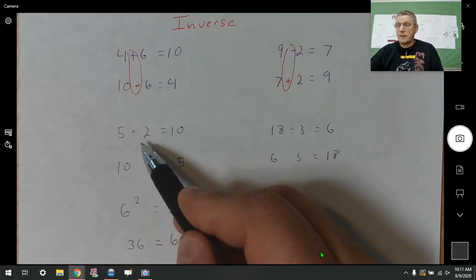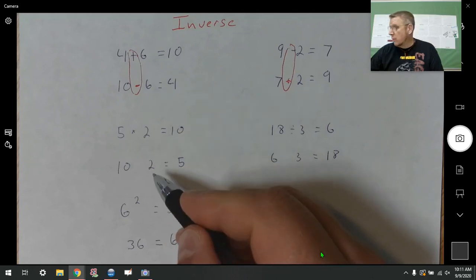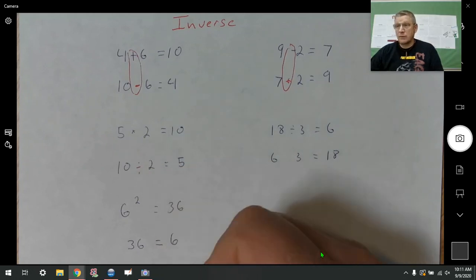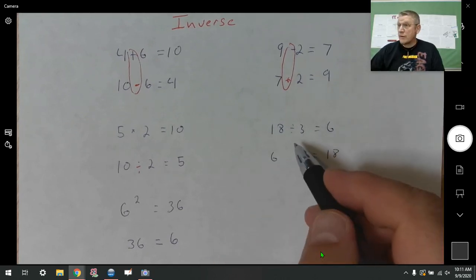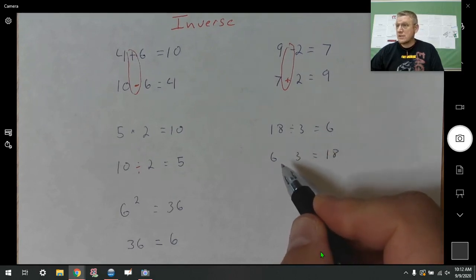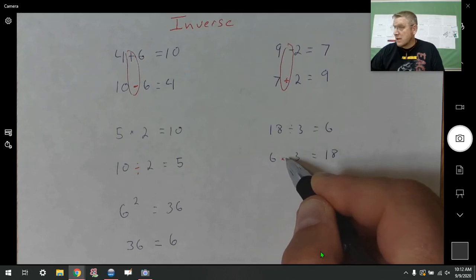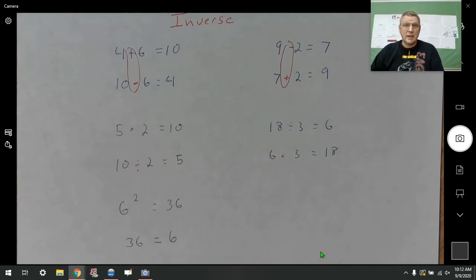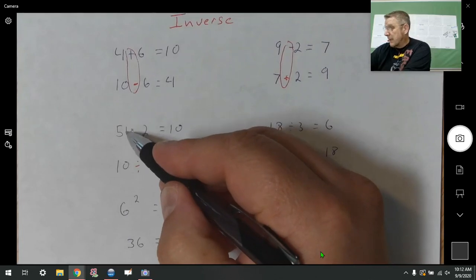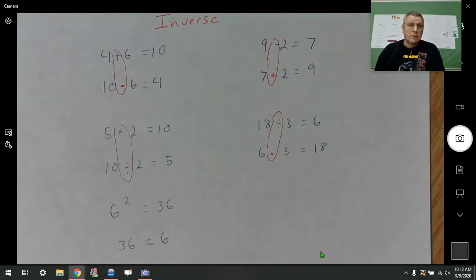So when I have 5 times 2 gives me 10, how do I go from 10 back to 5? Well, then I can go ahead and divide by 2. I use the same number, I just use the inverse operation. Over here, 18 divided by 3 is 6. Well, I want to start with 6 and get to 18, and I have to use my 3. I'm going to multiply. 6 times 3 gives me 18. So multiplication and division are inverses of each other. They undo that operation using the same numbers.